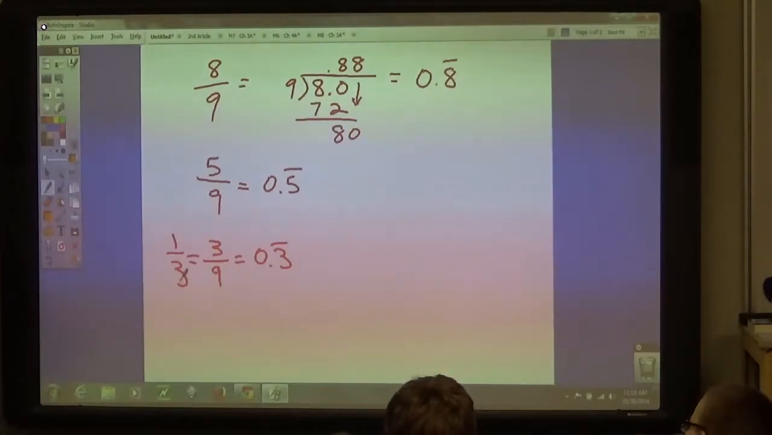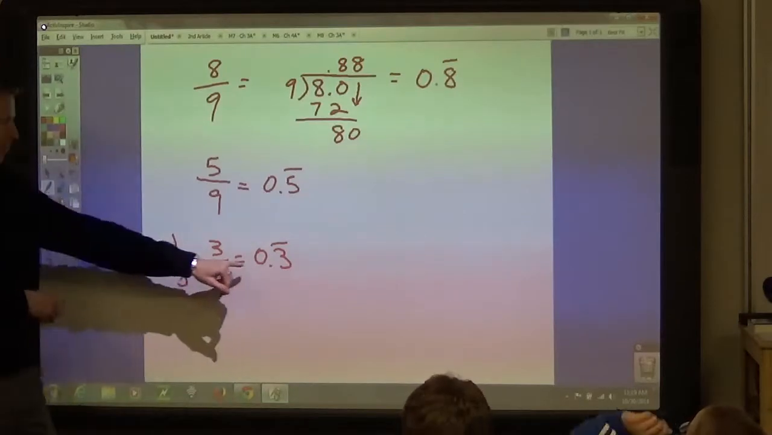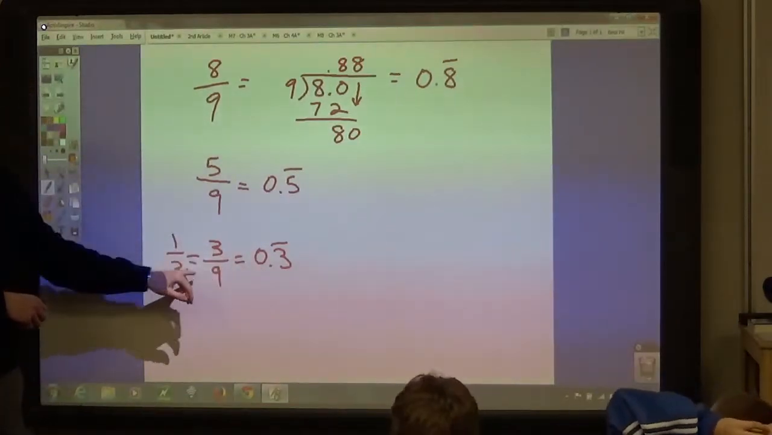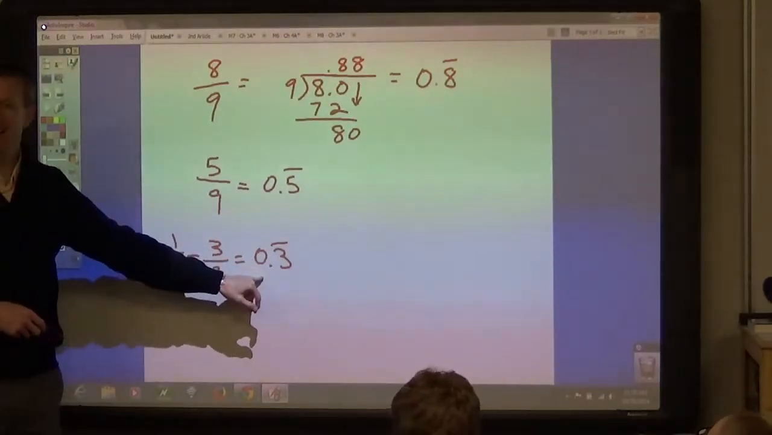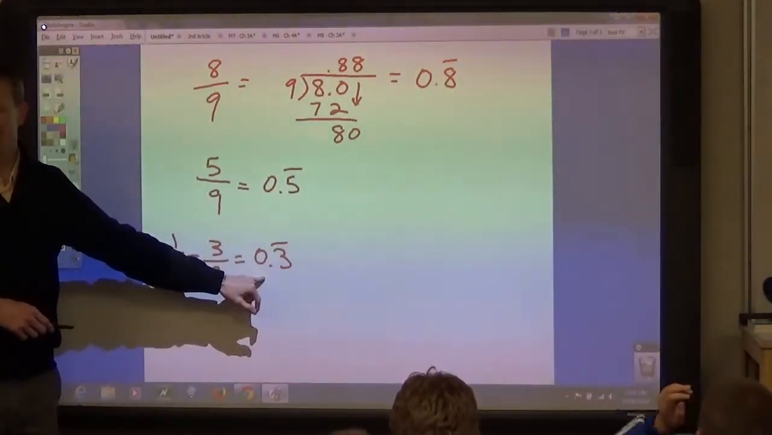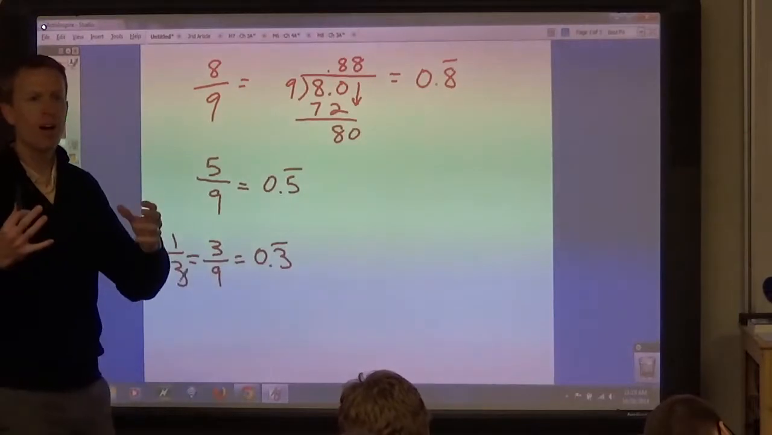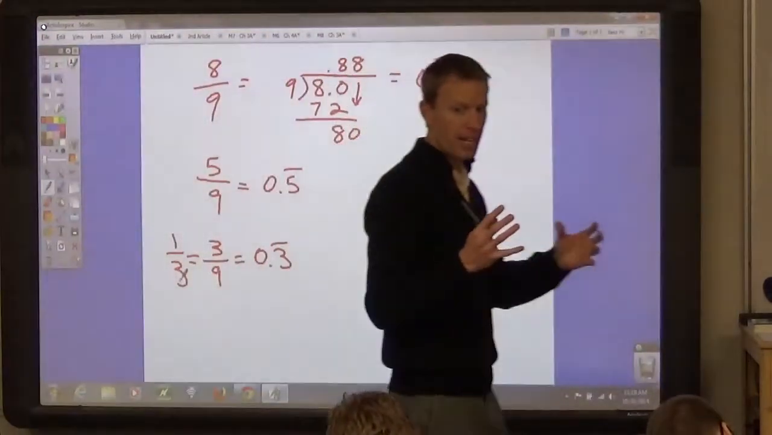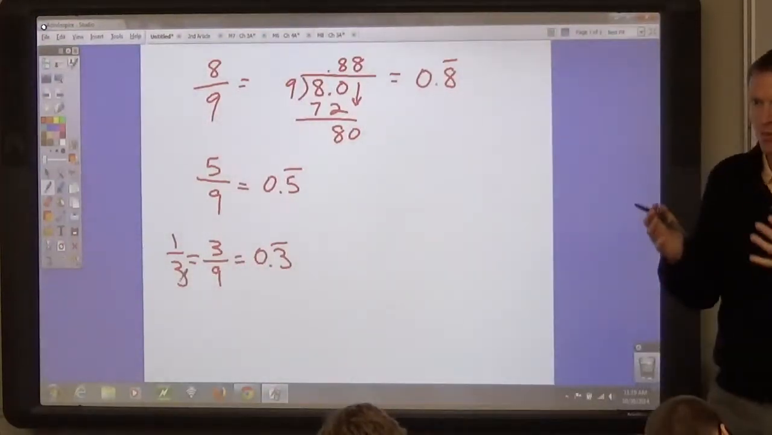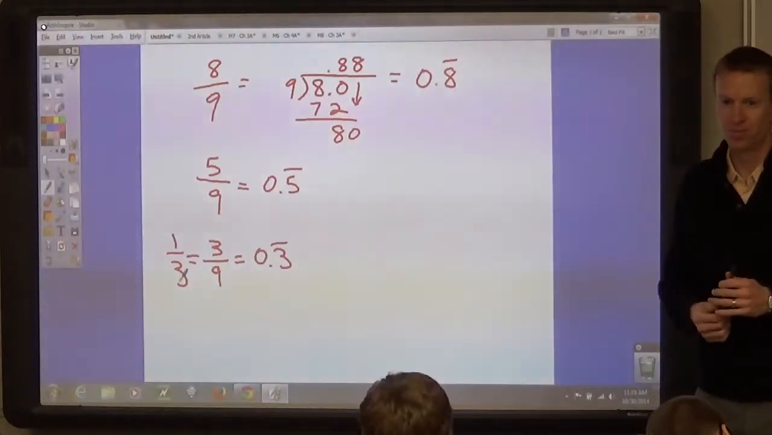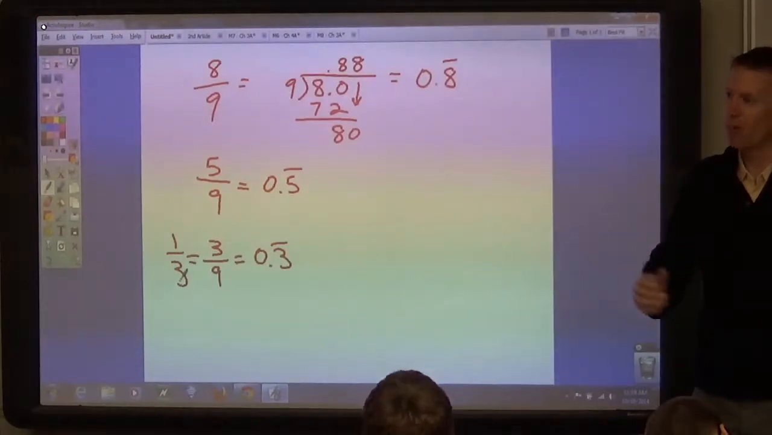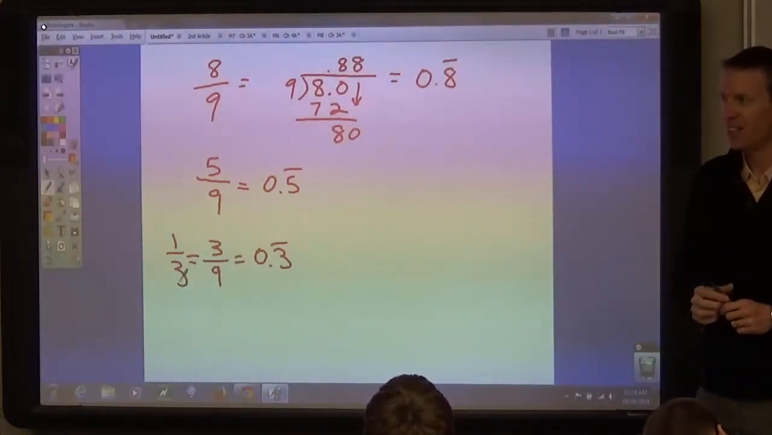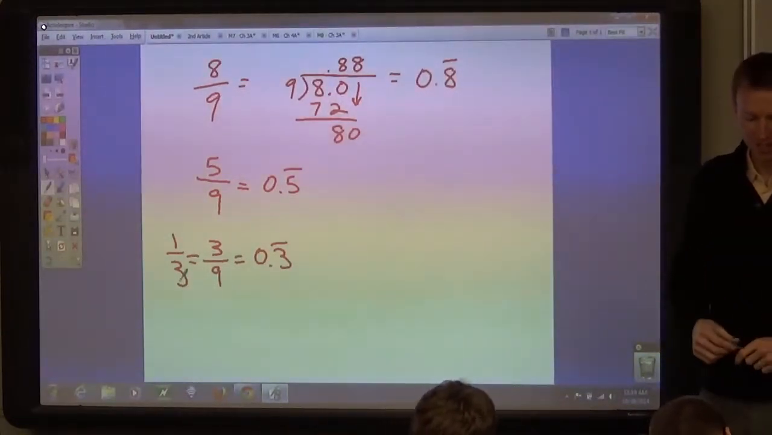3 goes into 10. It's the same thing, isn't it? Because these are equal fractions. Equal fractions will give you the same decimal, won't they? In other words, 5/10 and 1/2 give you the same decimal. What's 5/10? 0.5. What's 1/2? 0.5. They mean the same value. Isn't that cool?